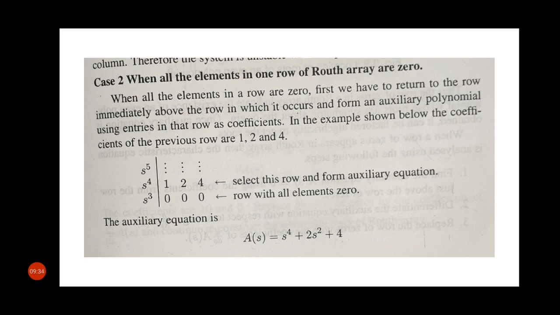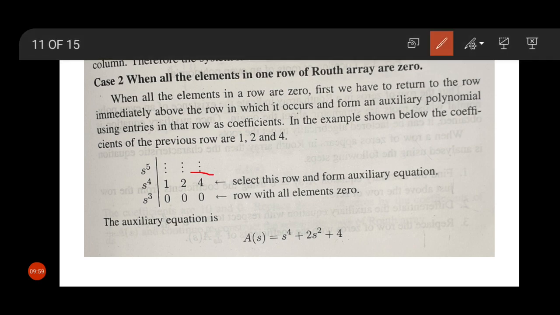In the example shown here, the coefficients of the previous row are 1, 2 and 4. So select this row and form the auxiliary equation. Okay, so which row do we select for the auxiliary equation?